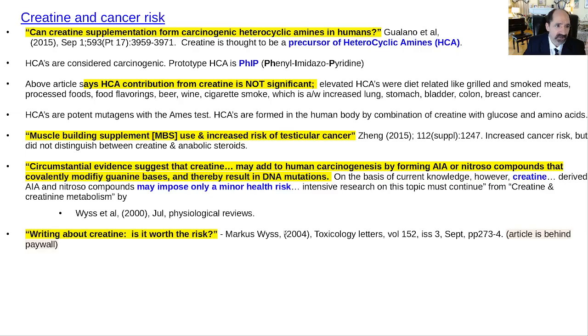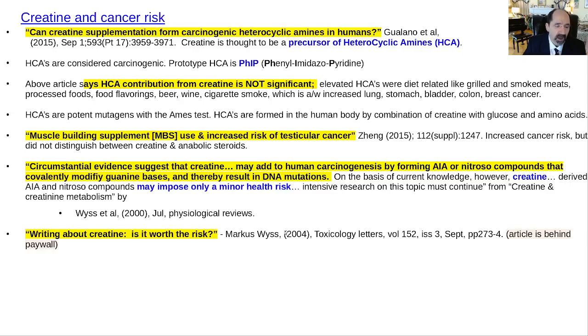The next thing mentioned was that creatine supplementation can potentially form heterocyclic amines, and it appears that it does form them, which are mutagenic, meaning that they can damage DNA, and potentially carcinogenic. The article says, though, that the amount of HCAs formed from creatine supplements is very small in comparison with the amount that they get from other things, like eating meat, especially grilled or smoked meats, as well as a lot of processed foods, some food flavorings, beer, wine, cigarette smoke, etc. So they don't think that creatine supplement's a major supplier of them.